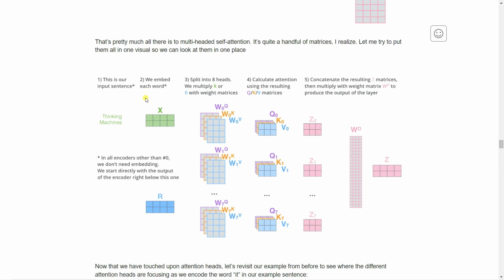See, 'thinking machines' is converted into the embedding vector, and we have the weights of the query, the key, and the value. Then we multiply, and after that we calculate the score, and we divide by root 64, that means 8. Then we pass that inside our softmax activation function, and we get our attention score. Then we multiply with the value, and we get the sum for each attention head. Then we concatenate them, and again multiply with our randomly initialized weight, and after that we get our Z.